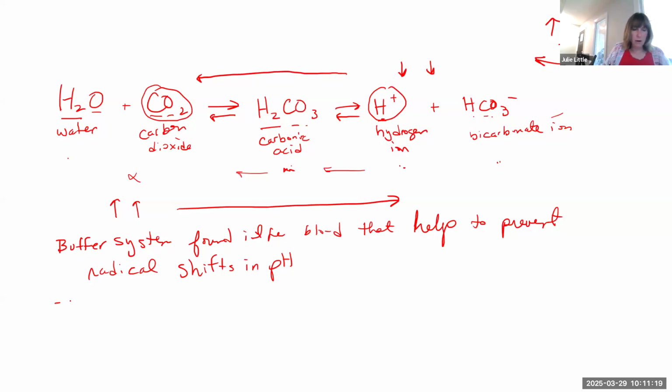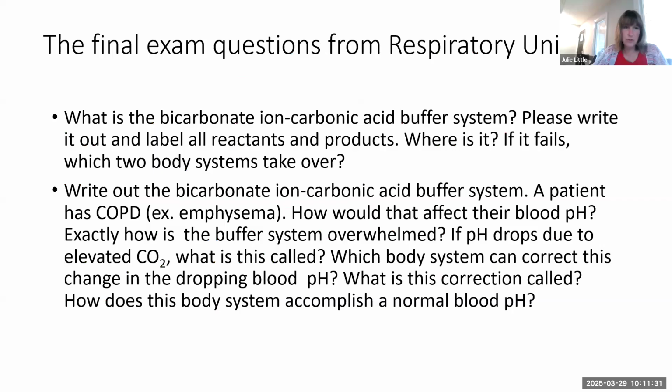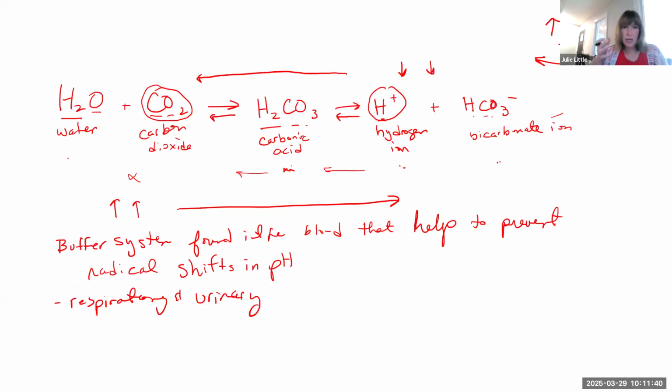And those two body systems are the respiratory system and the urinary system. Those are the two body systems. So this is the answer for the first question. You write it out, you label it, you say it's in the blood and it prevents radical shifts in pH, and the respiratory and urinary systems take over if it's overwhelmed.